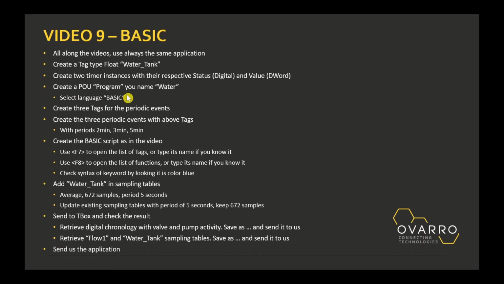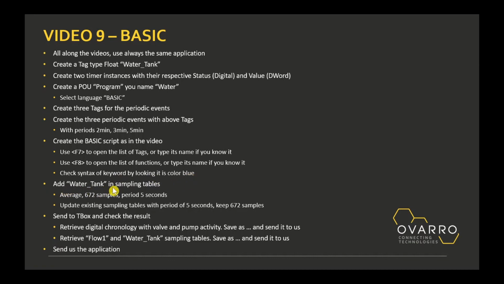Create a POU program you name water and select its language as basic. Create 3 tags for the periodic events and create 3 periodic events with a period of 2 minutes, 3 minutes and 5 minutes. Create the basic script as you have seen in the video. You can use F7 to open the list of tags, or type the tag name if you know it. You can use F8 to open the list of functions, or type its name if you know it. Check the syntax of the keywords by looking at its color, must be blue.